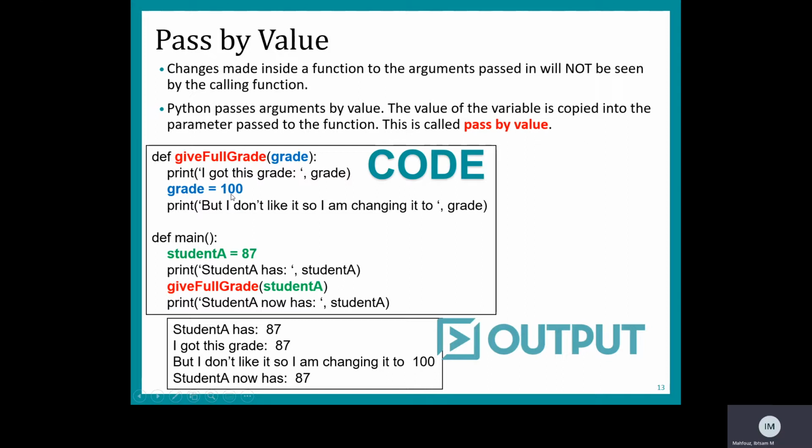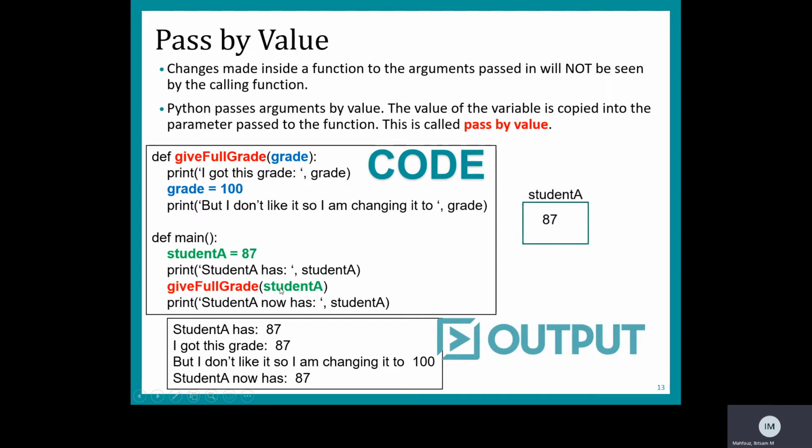And then grade is 100. So now it says, but I don't like it. I'm changing it to 100. So here I see this line. And then it finishes. It comes back. And here, when it's printing student A now has, it's still printing the 87. Why didn't this value that got passed here change to 100?